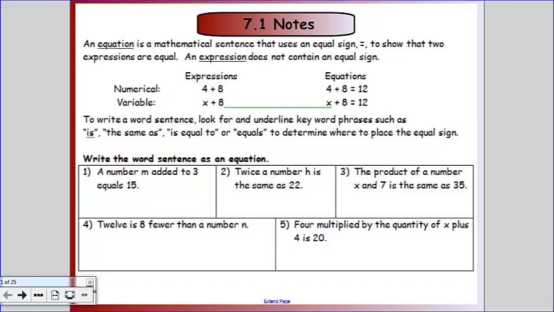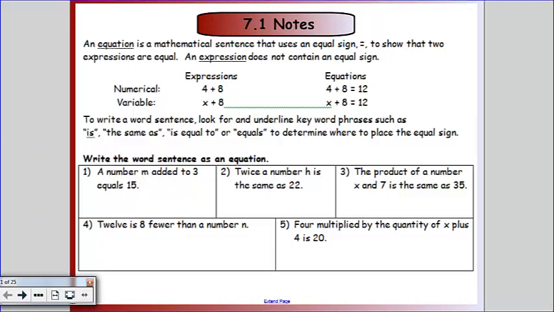We saw a lot of variable expressions like x plus 8. In this chapter, we're going to be creating equations. We're going to see a lot of variable equations like x plus 8 equals 12. Later in the chapter, we're going to find the value of x. But now, in 7.1, we are just going to work on changing words into that math equation. To write a word sentence, look for and underline keywords or phrases such as is, the same as, is equal to, or equals to determine where to place the equal sign. We're going to try 5 of them right here, and then there's 2 more full-length word problems coming up on the back. So I'm going to get my pen ready to start writing here.